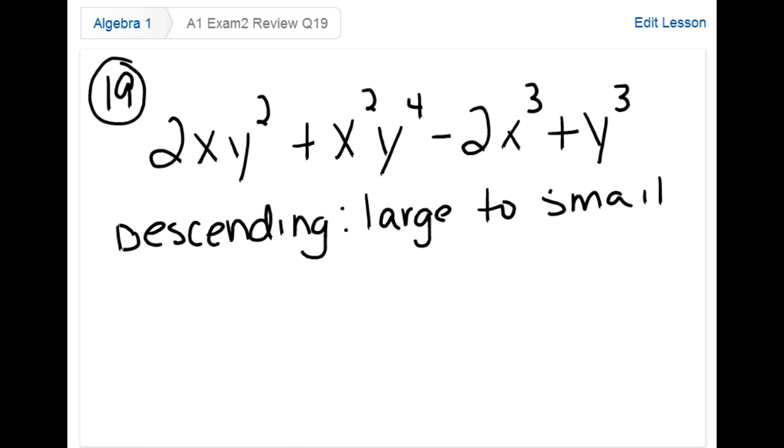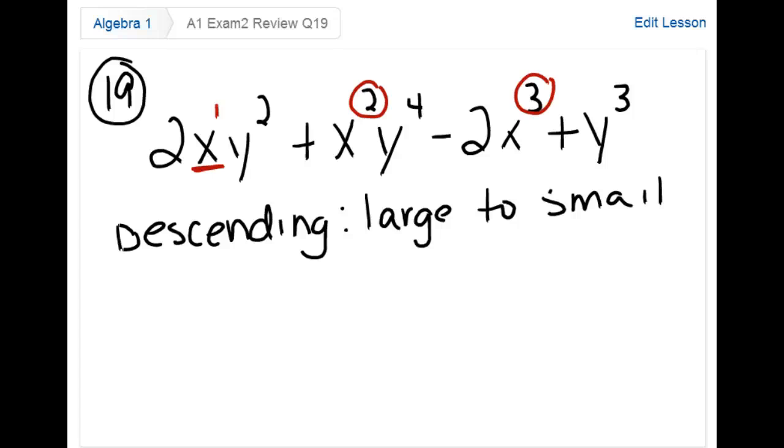Question 19. Arrange the terms of the polynomial 2xy squared plus x squared y to the fourth minus 2x to the third plus y cubed so that the powers of x are in descending order. Now remember, descending means you start with the largest number and work down to the smallest. And we're working with the powers of x. So in this term, the power of x is 1. In this term, the power of x is 2. And in this third term, the power of x is 3. And the fourth term, it doesn't have an x, so there's no power of x.